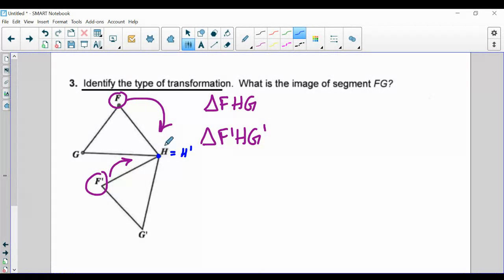It looks like it's been rotated through that point. Notice that the order of the letters did not change. It simply looks like this triangle has turned or rotated. So we'll identify this as a rotation through point H because point H is fixed.